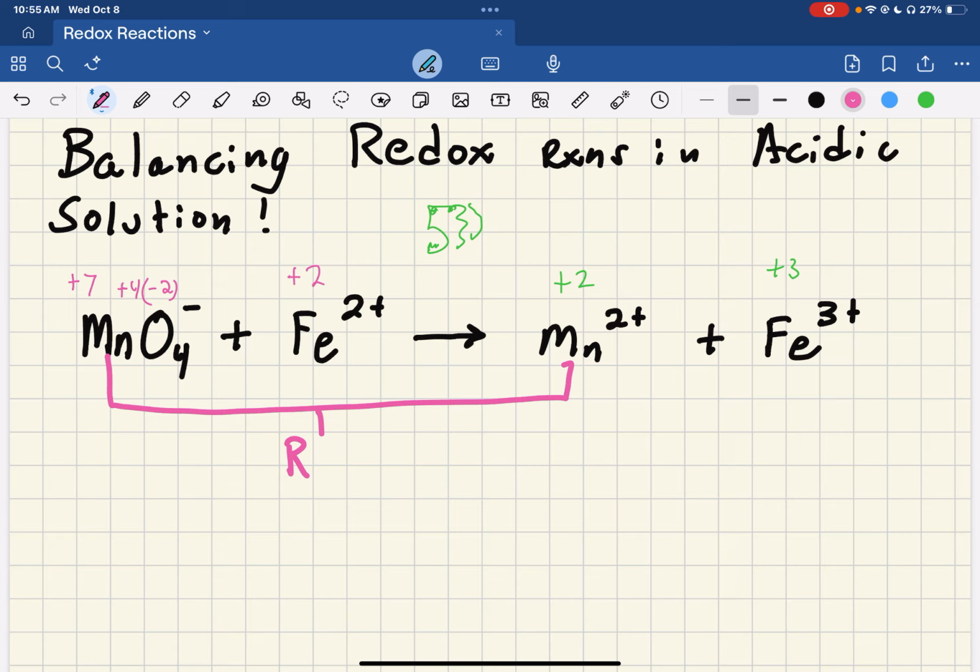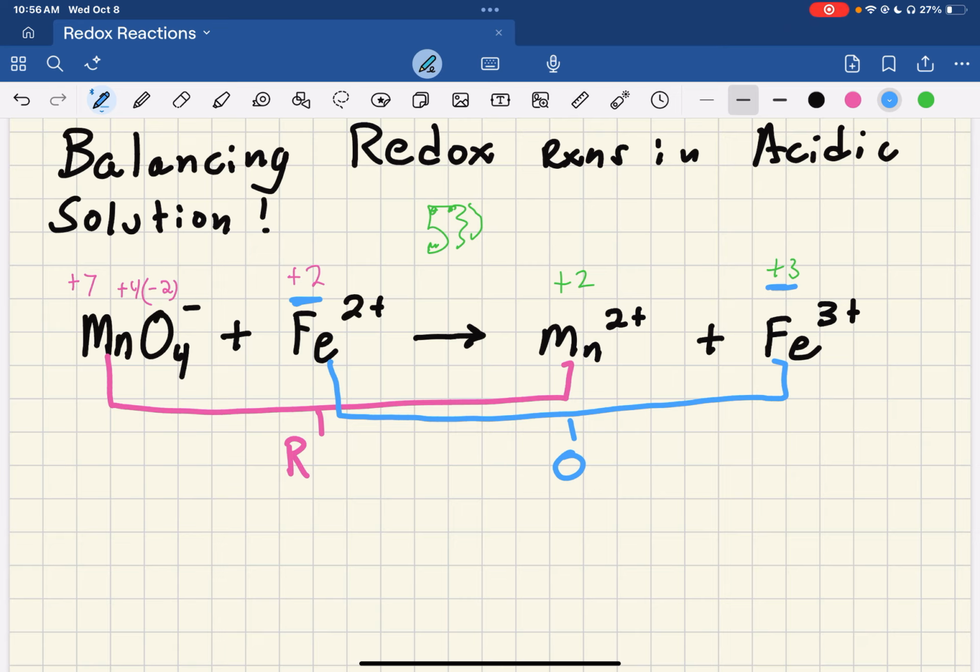Iron, after I told you guys not to care about it, goes from +2 all the way to +3, meaning that it became more positive, which means that it lost electrons. So this is going to be our oxidation reaction. Okay. So this is going to be our O.